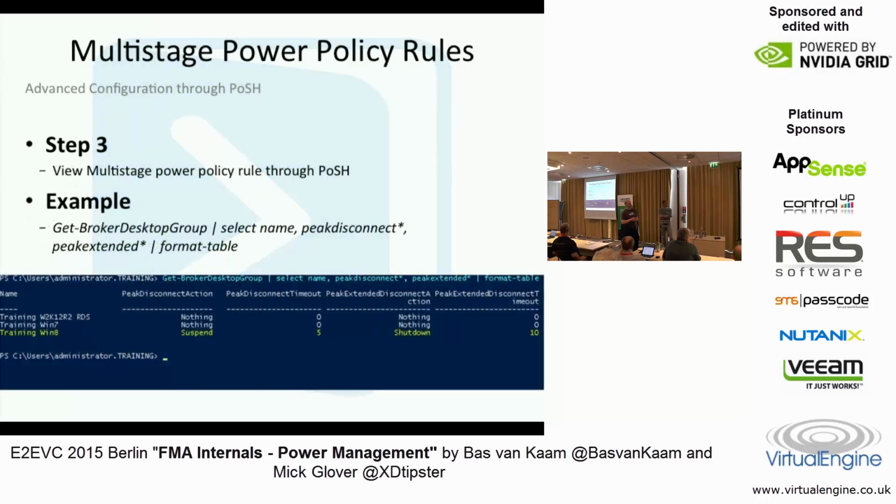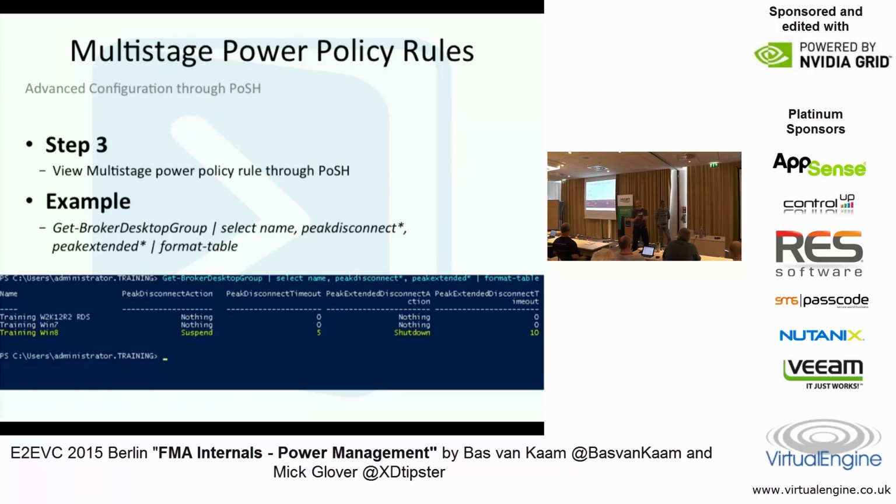So again, we can see the value here, and if you use PowerShell and just use the select statement to pull back certain values, we can see our values as opposed to a couple of other delivery groups we have here. We have a training 2012 RDS group, a training Win7. We can see peak disconnect action is suspend, peak disconnect timeout is 5 minutes, and then we see our extended values configured as well.